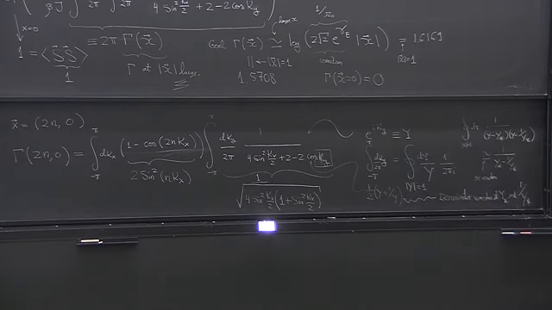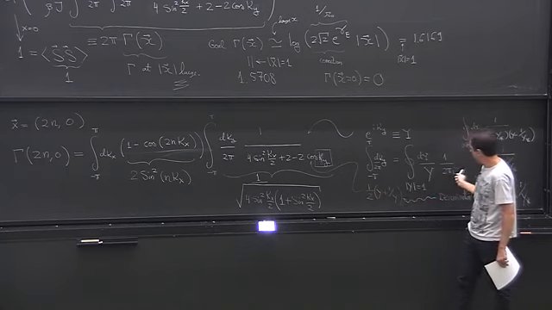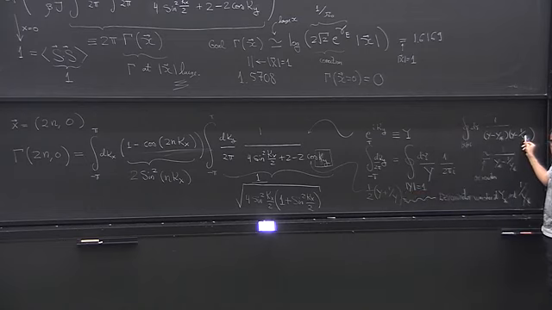Good? Sorry. Yes? You also have the y that comes from the measure, like... Right, so this dy over y is such that when I multiply the denominator by y, it kills this 1 over y and makes it a nice polynomial of degree 2. Yeah.